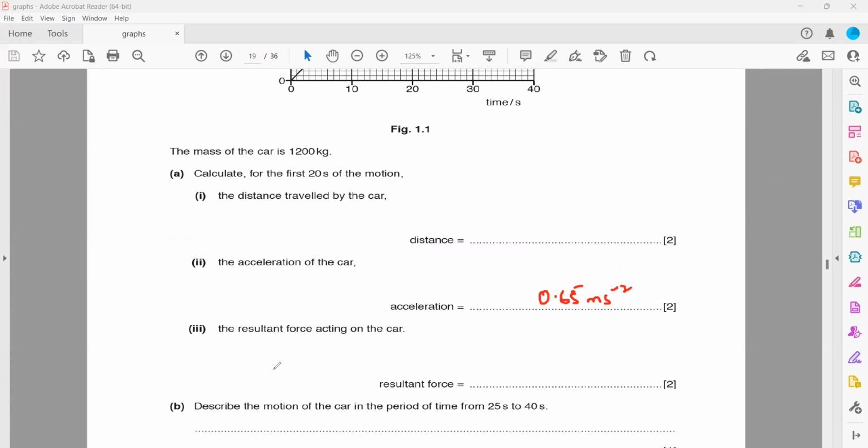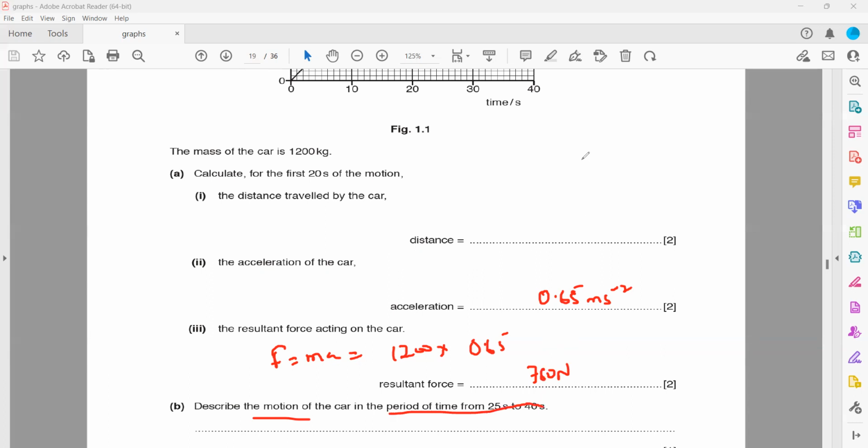Resultant force. How to work out the resultant force? Use the formula F equals ma. The mass is 1,200 and the acceleration of the car is 0.65. So when you multiply 1,200 with 0.65, it will give 780 newtons. So this will be 780.